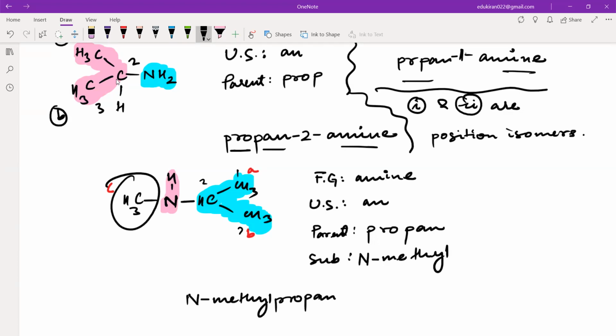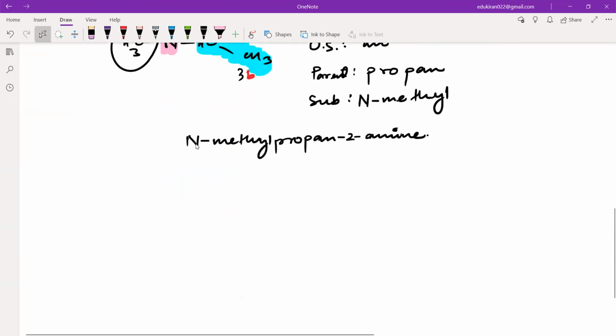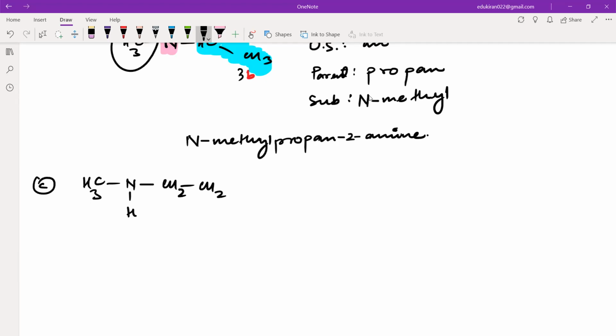Then this is 1, 2, 3, 2 amine. Got it, guys? Yes or no? Okay. So I'm giving you a question. Try this, CH3CH2CH2, and so on. Send the answer in chat. What will be the name of this compound?